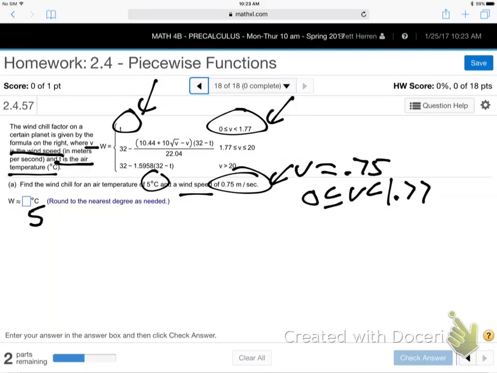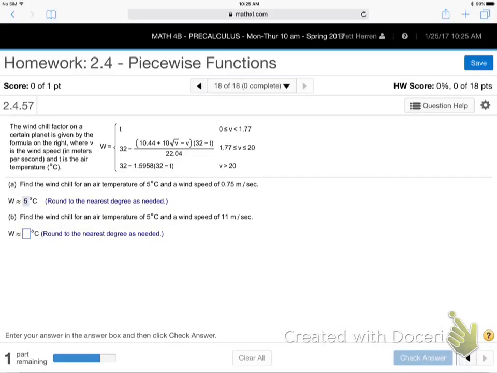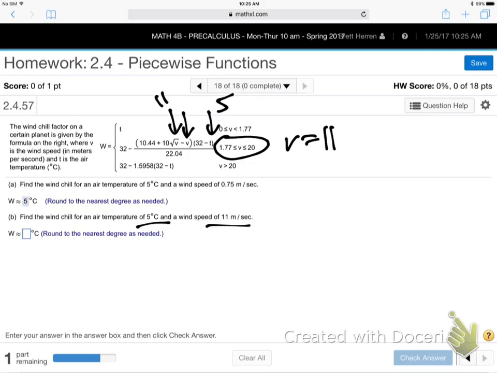Let's see. I don't remember. There's another plug-in. So now it says, find the wind chill. Air temp's 5. Wind speed's 11. So now the wind speed is 11. So 11 is in this zone, huh? 11 is between 1.77 and 20. So V is 11, it's here. So that means you've got to plug in the T, which is 5, and the V. You've got to plug the 11 into those two spots, right? And just crank it out in your calculator. So that's just that one.